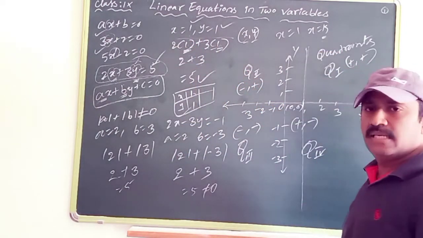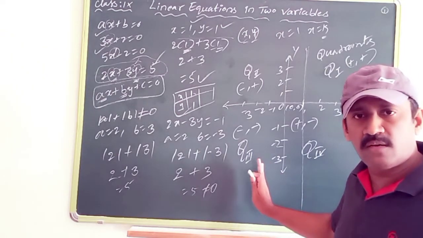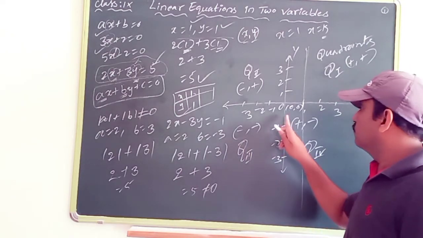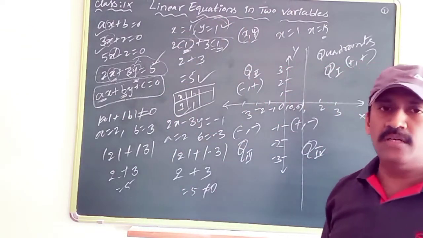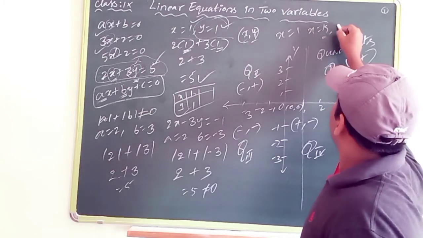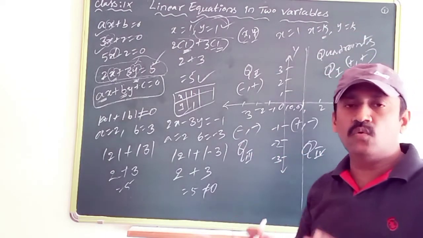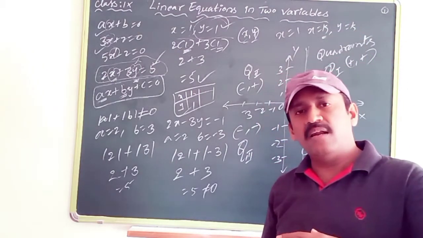This one is a line parallel to the y-axis from 1 unit distance from the y-axis. Okay. Now y is equal to 1. Here y is equal to k. y equal to k is a line parallel to the x-axis.